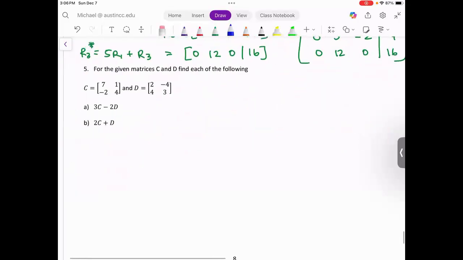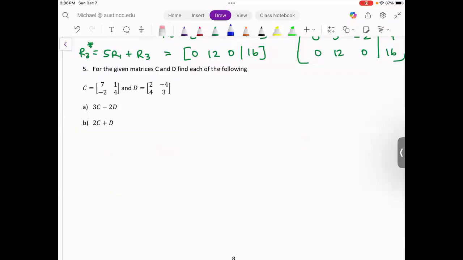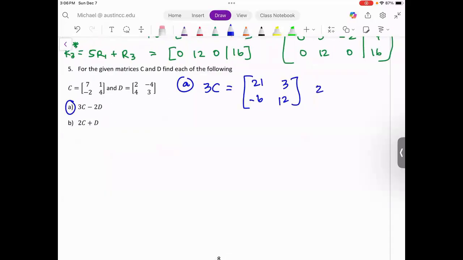Okay. For the following given matrices, evaluate each of the following. So first we have 3c minus 2d. So let's figure out what is 3c. We just multiply each element of the matrix by 3. 21, 3, -6, and 12. Similarly, 2d is going to be 4, -8, 8, and 6.